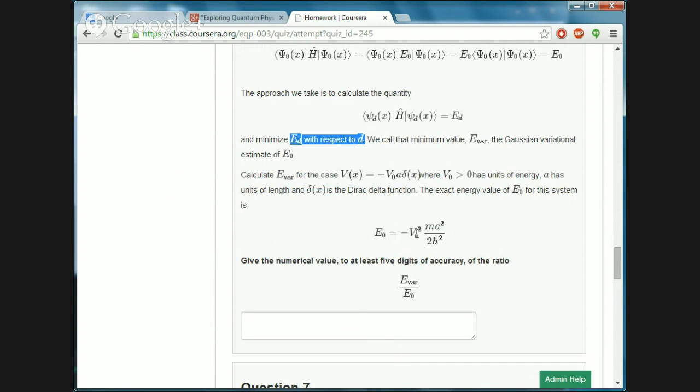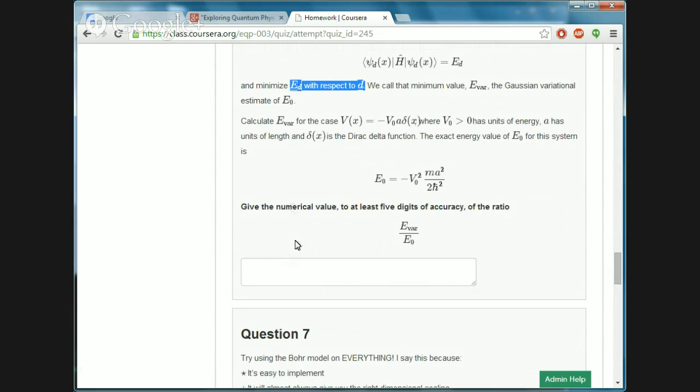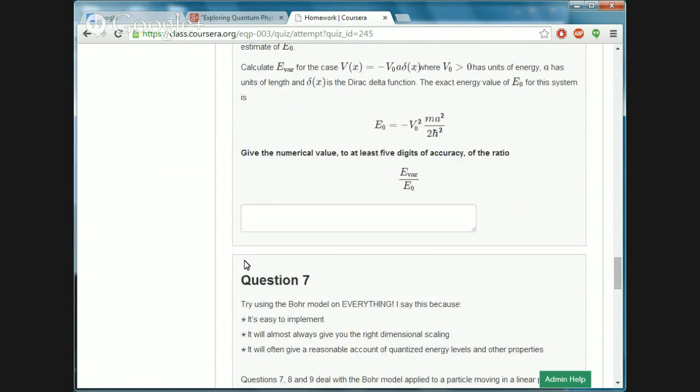Here's the exact answer, and here's where they were asked to give a numerical value to 5 digits of accuracy. And many people found this problem to be intractable.